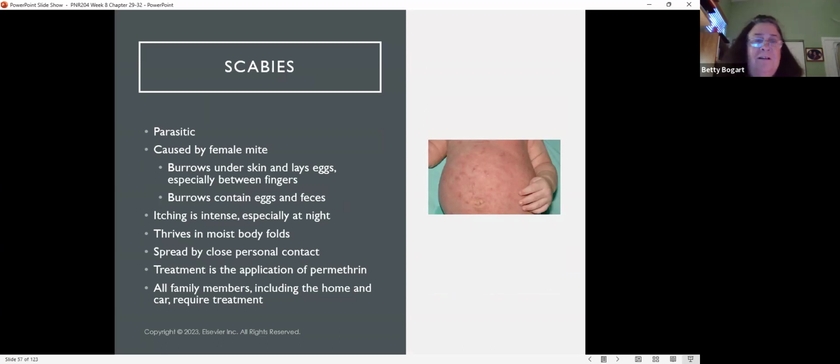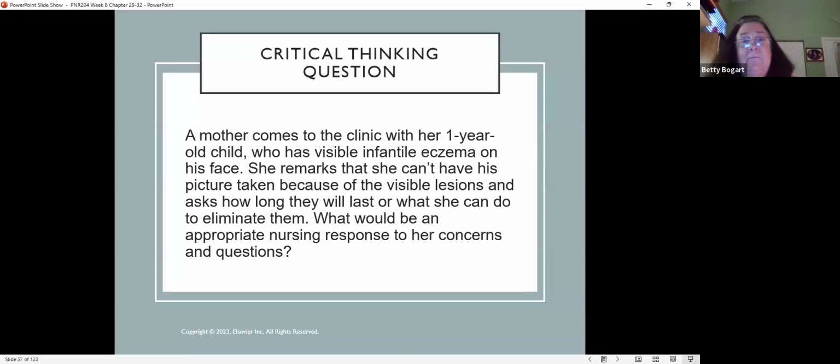I didn't want to. Scabies is parasitic. These little things go underneath the skin and it causes intense itching. And they put their eggs and their feces underneath, and they're in these hot spots in the folds in the body. And these need to be treated with a medication called permethrin. And if one person in the house has scabies, treat everybody because everybody has it.